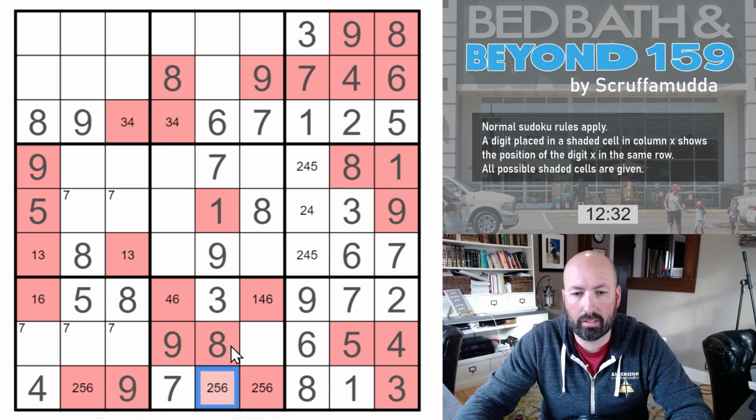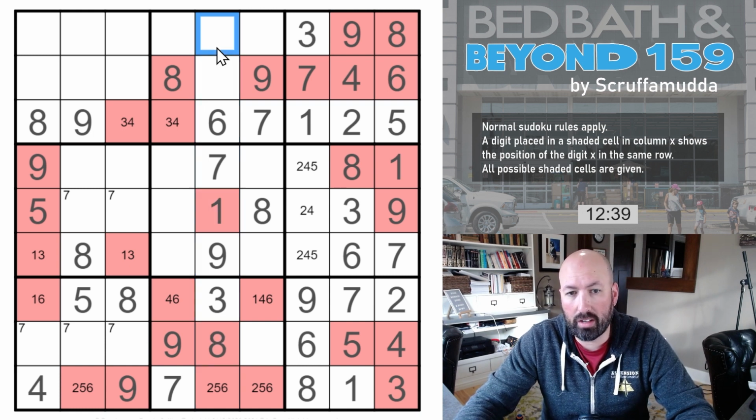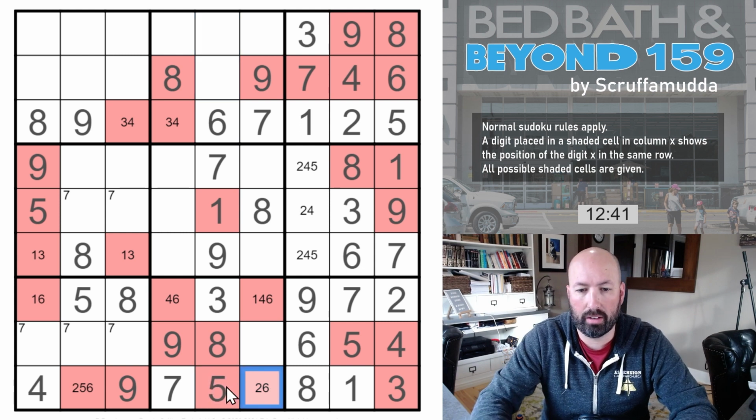Yeah, that makes sense. So where can we put a 5 in column 5 then? Knowing that it's going to be referencing itself, it has to be in a shaded cell. This has to be a 5.